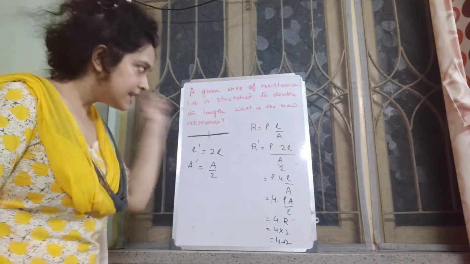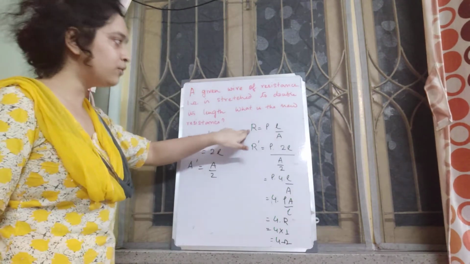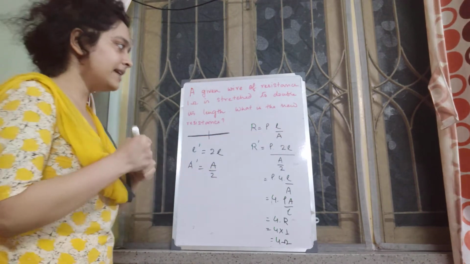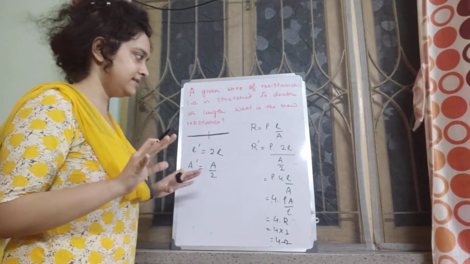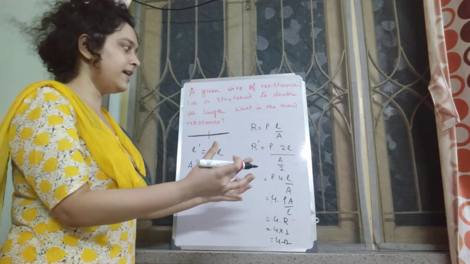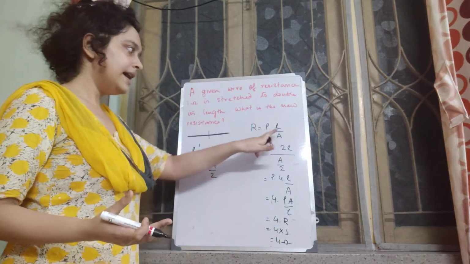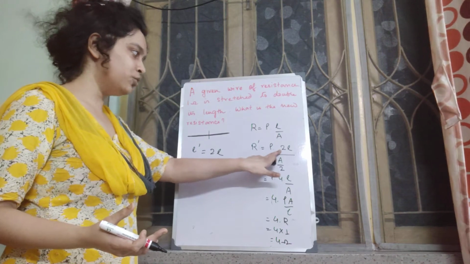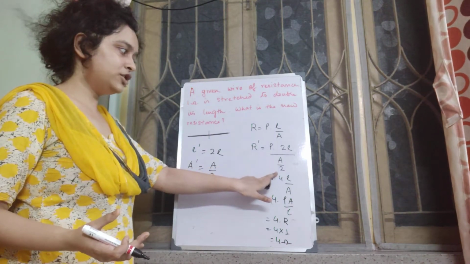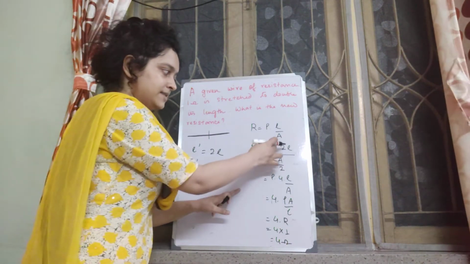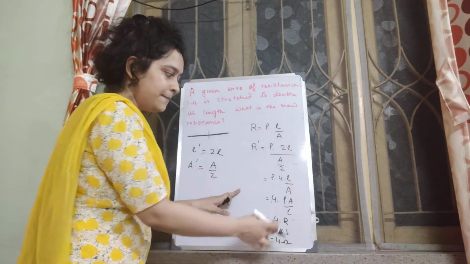Right? Now use this formula: R equals rho into L by A. R is the initial resistance. After you stretch the wire, R prime equals rho into the same formula. Now the new length is 2L. A by 2 comes in the numerator, so 4 into L by A.